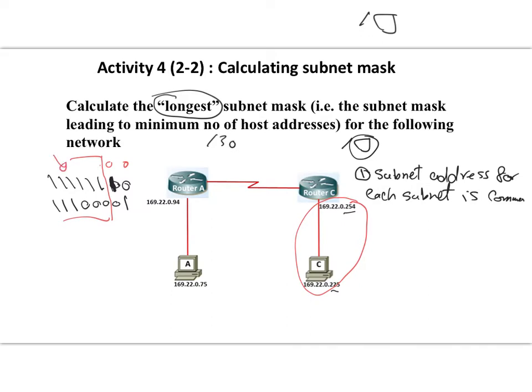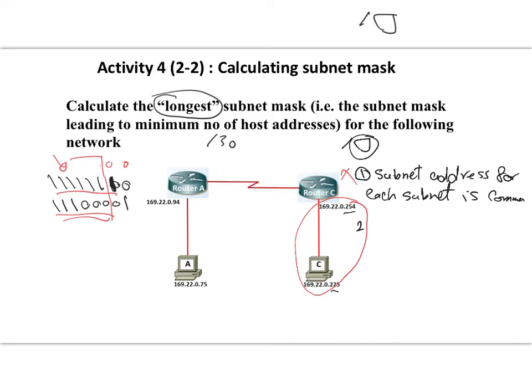But do we have a common subnet address here for these 2 addresses? No, these numbers don't match, right? They are not the same. So we don't have one subnet address in this. So obviously /30 will not work. So this does not fulfill this condition. So /30 is not the right answer.